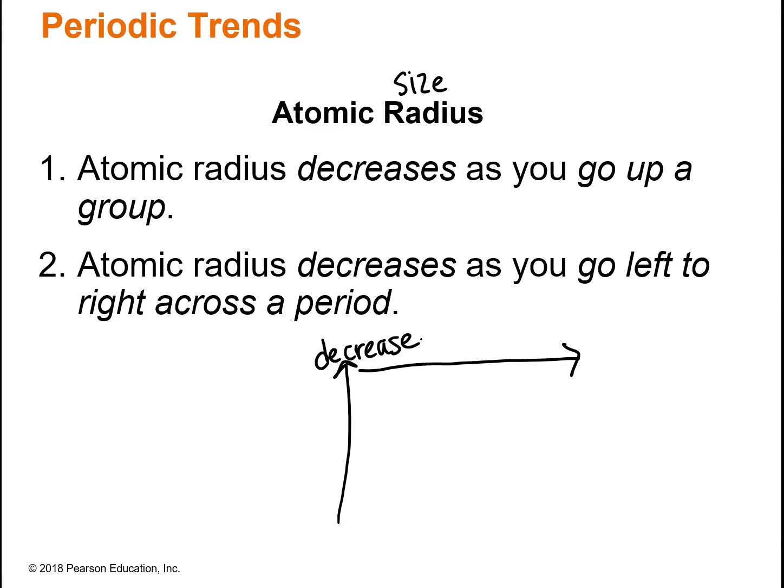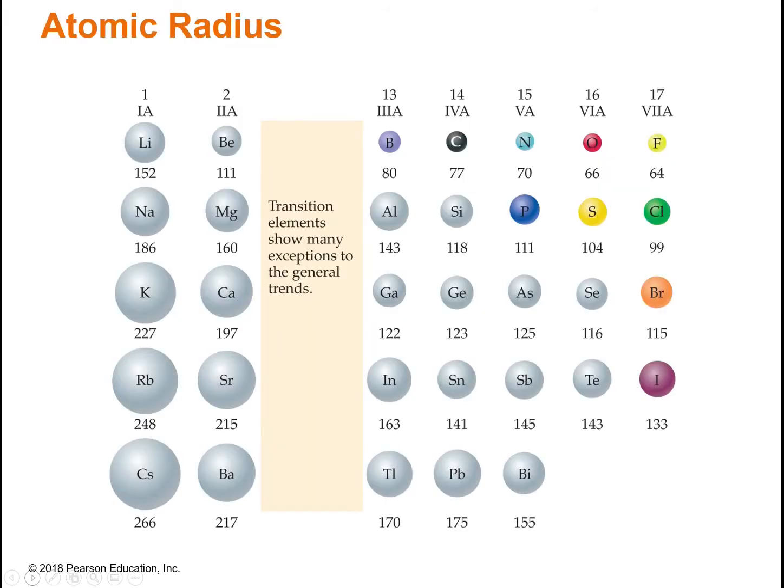As you go up a group, so from the very bottom of a group to the top, you're going to have big to small. And then in reference to left to right, big to small. Let's see what that really means. So here's some representations of atomic radius. The transition elements are not included here because there's a lot of exceptions. So we're really only talking about the representative elements.